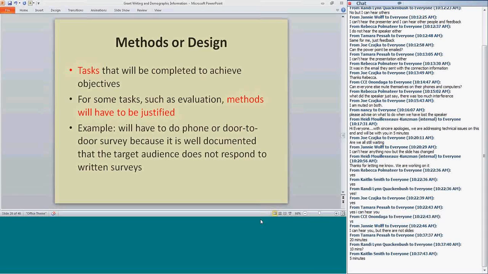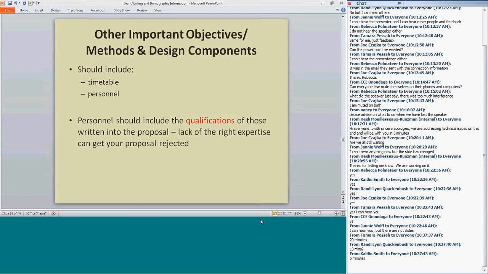And I think it's important to really justify why we're using particular methods as we go along. So, for example, it's going to cost us a little bit more to do a phone or a door-to-door survey, maybe versus a web-based survey, but it's well documented that the audience that we want to work with doesn't respond to written surveys. So this is why we need additional money or funds for this. Okay.